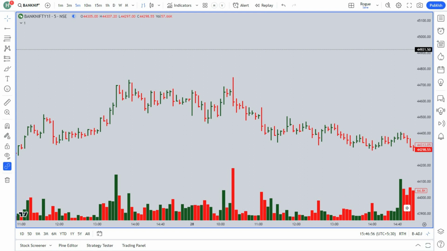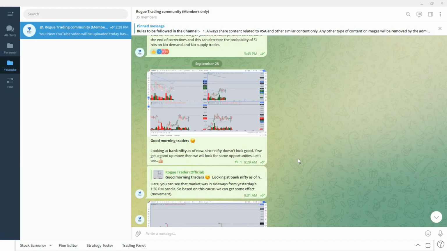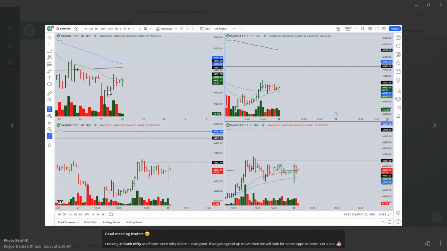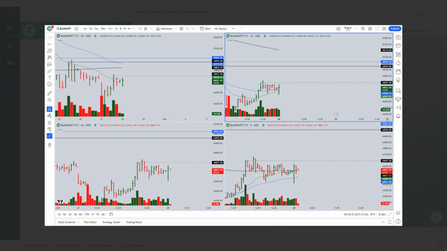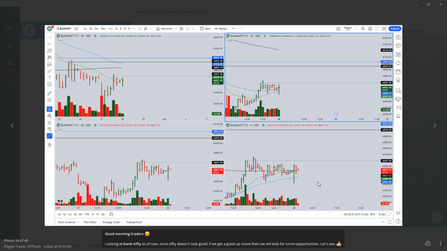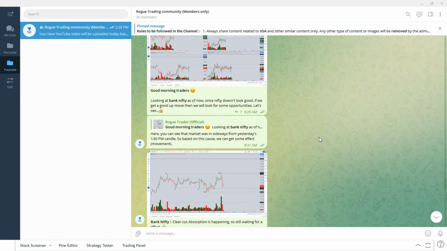I explained the same thing to the members out there. So this is the Rogue Trading Communities members channel, and you can see right here, today on September 28 morning, I shared a screenshot. I was sharing that this is something I'm observing in different time frames, from 1 hour, 15 minutes, 10 minutes and 5 minutes, and the market was creating an up move. I told them, looking at Bank Nifty as of now, since Nifty doesn't look good, if we get a good up move, then we can look for some opportunities. That was the overall intention. If the market creates an up move, then we can actually go ahead.